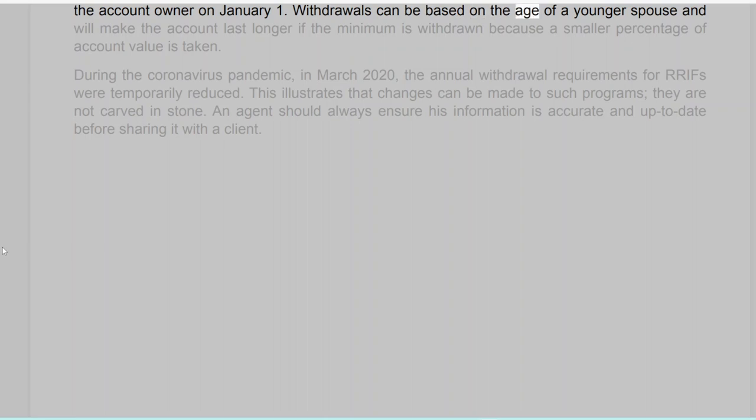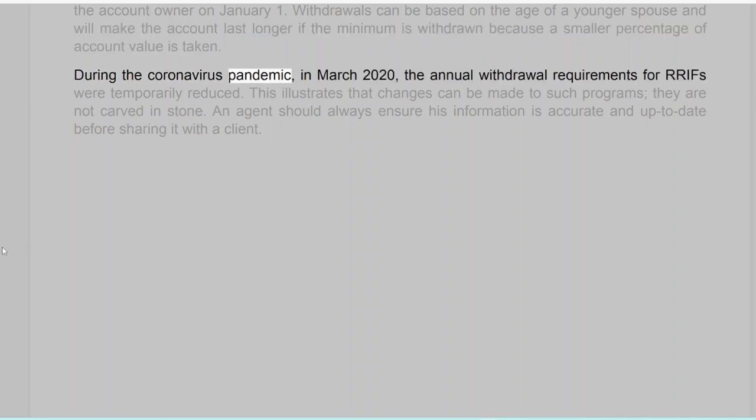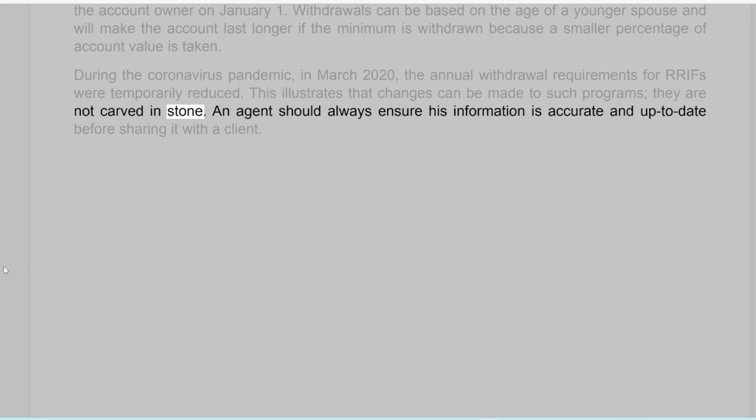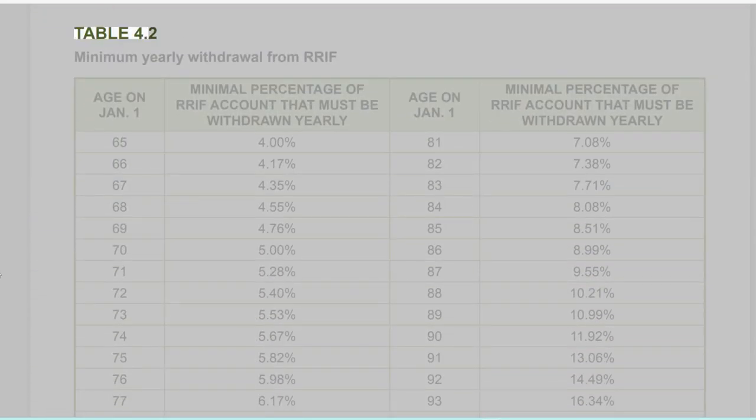Withdrawals can be based on the age of a younger spouse and will make the account last longer if the minimum is withdrawn because a smaller percentage of account value is taken. During the coronavirus pandemic in March 2020, the annual withdrawal requirements for RIFs were temporarily reduced. This illustrates that changes can be made to such programs, they are not carved in stone. An agent should always ensure his information is accurate and up to date before sharing it with a client. Table 4.2 Minimum Yearly Withdrawal from RRIF.